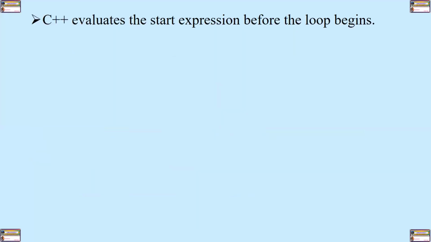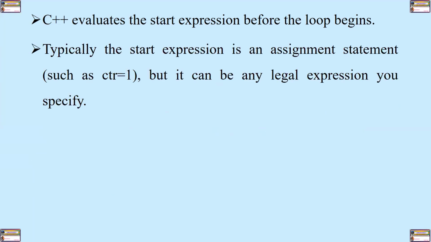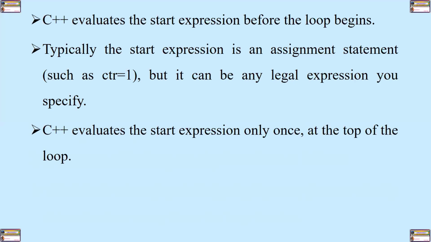So C++ evaluates the start expression before the loop begins. Typically, the start expression is an assignment statement, such as assigning 1 to a control variable or counter, but it can be any legal expression that you specify. C++ evaluates the start expression only once at the top of the loop. In other words, the initialization section is only executed at the beginning. Once it is executed, it is not repeated again.